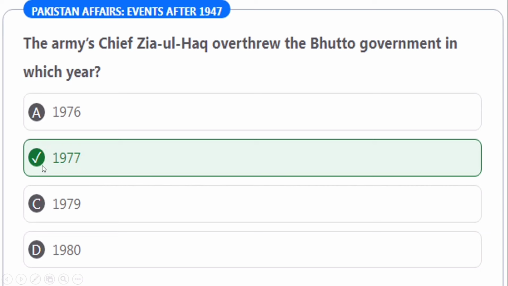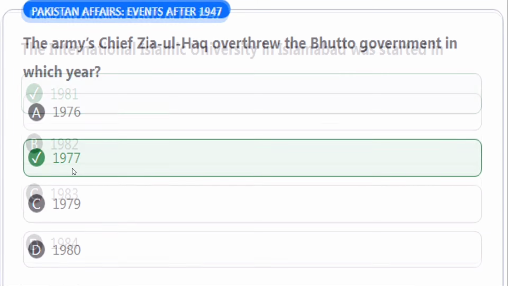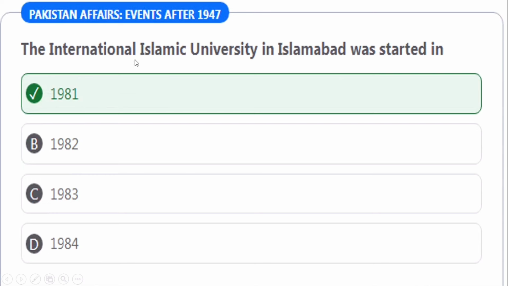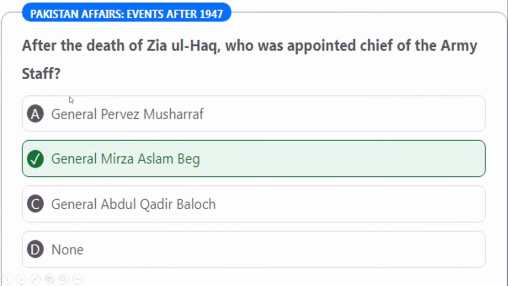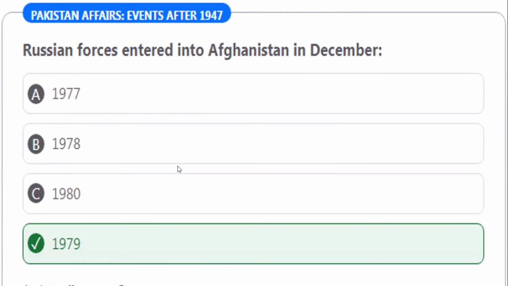Right option A, B number, 1977. The International Islamic University in Islamabad was started in? Right option A number, 1981. After the death of Zia-ul-Haq, who was appointed chief of the army staff? Right option A, B number, General Mirza Aslam Beg.